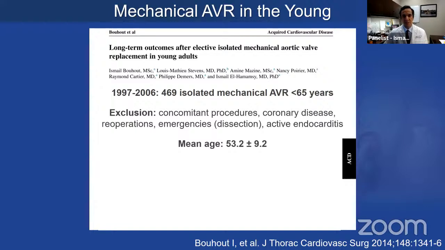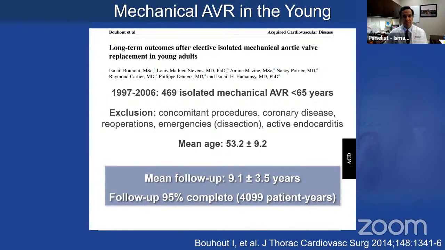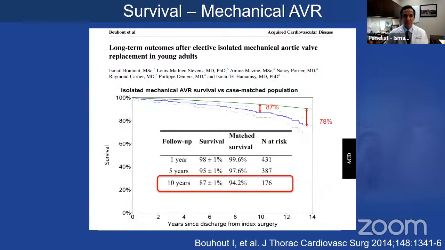The mean age of the patients was 53 years old, so just like the patient I showed you at the beginning of the presentation. And the mean follow-up was 9 years. So quite a long follow-up with good completeness of follow-up. And again, if we compared their survival versus the age and sex-matched general population, you can see that at 10 years, there already is a difference in the survival, and that gap continues to widen as the years go by. Again, remember, these are patients that were 50 at the time of surgery and highly carefully selected.